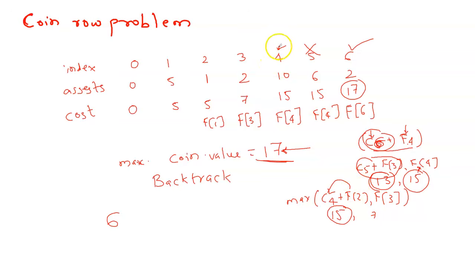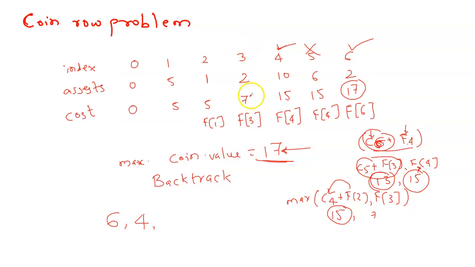That means C4 is a very important coin. We have to pick it. So after 6, we need to pick the fourth coin, because that is important. We got the maximum value once we pick the fourth coin itself. Okay, so next, let us go to the third coin and check whether it is important or not.